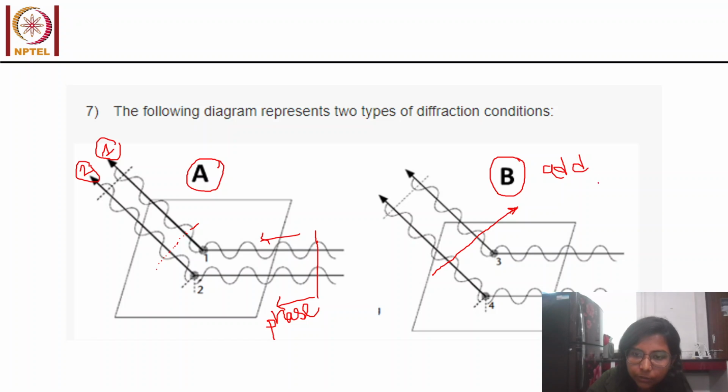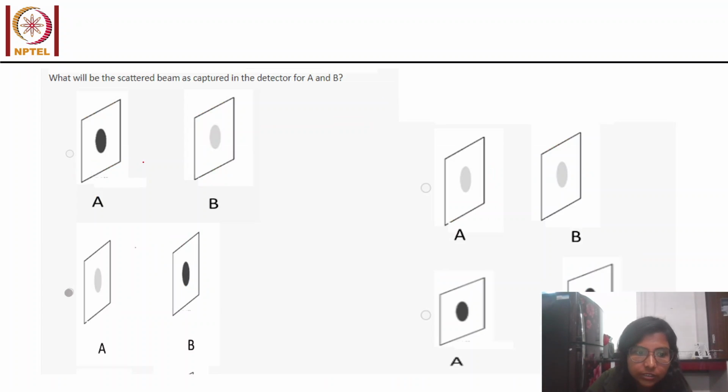It will add up. Hence the spot obtained will be of higher intensity in case of B, and the intensities of the two waves will cancel each other in case of A. So now let us see the two diagrams. Here these two options can be ruled out in the beginning.